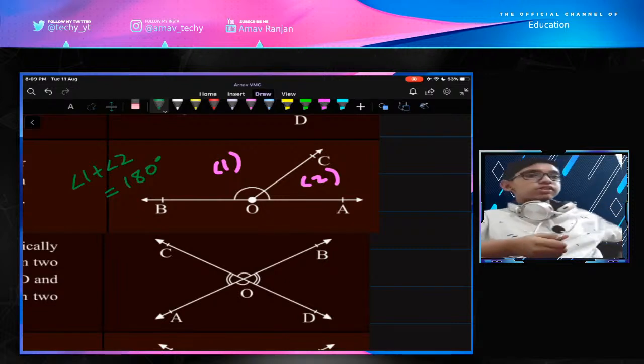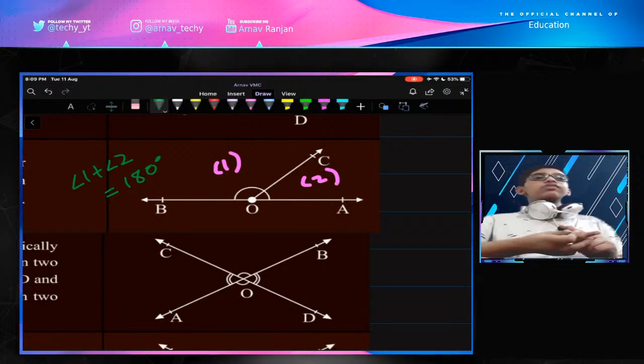Sorry guys, there is a green screen lag here. Okay, now it's fine.